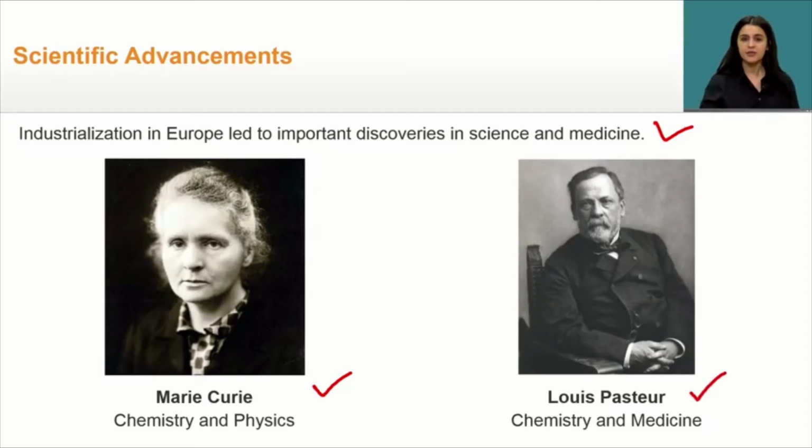Next, Louis Pasteur. Louis Pasteur was a French scientist who discovered that diseases are spread by bacteria, a discovery that saved countless lives. He discovered that heat could kill germs, a process called pasteurization, and also discovered a vaccine for rabies. Industrialization also changed how artists viewed and interpreted the world.